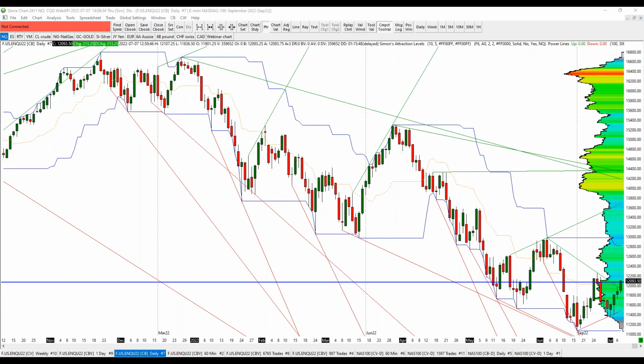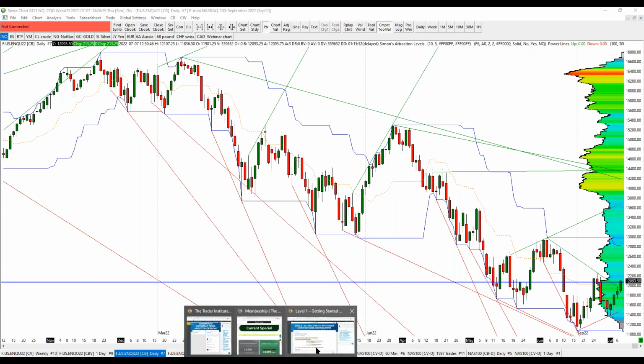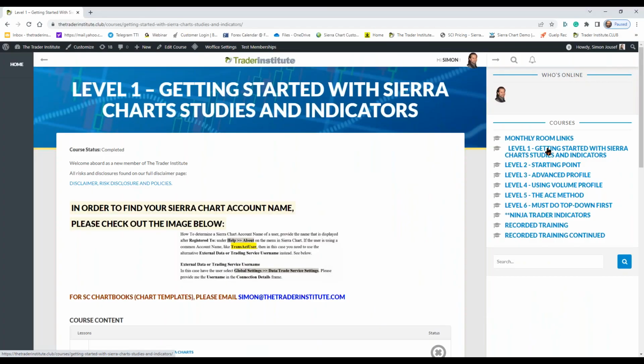Education. Where is it? So here's education. Level 1, dealing with Sierra Charts. Level 2, starting point. Level 3, level 4.